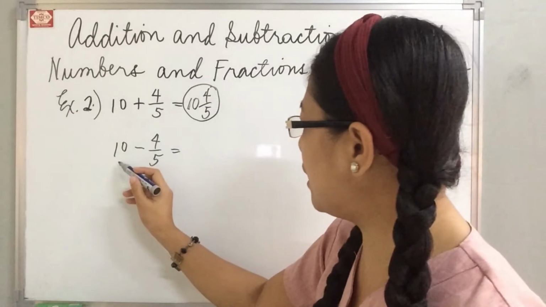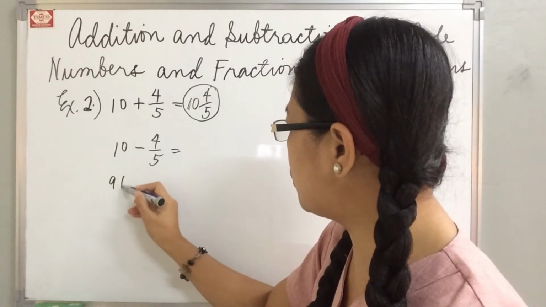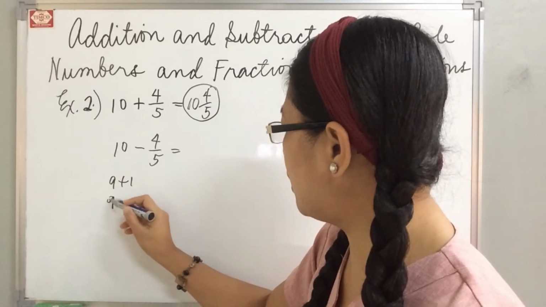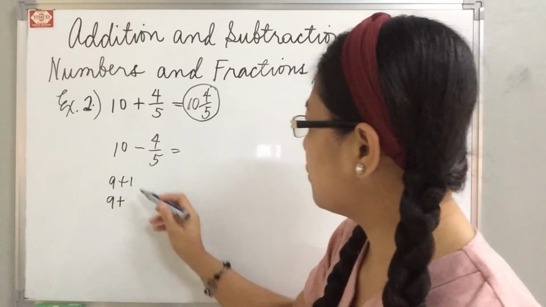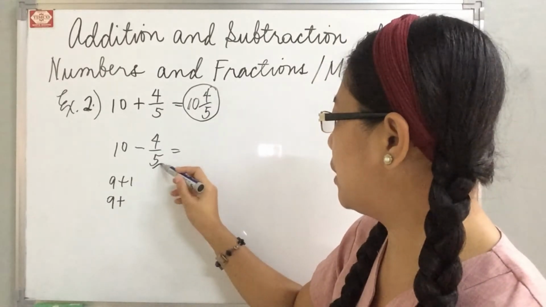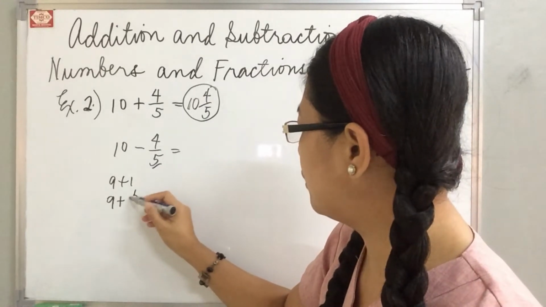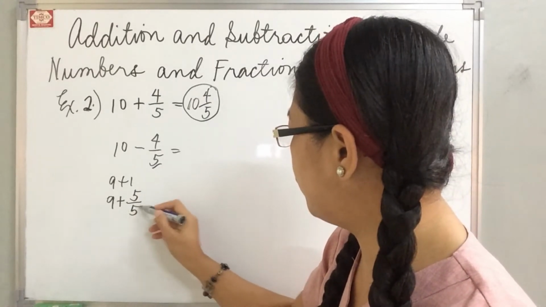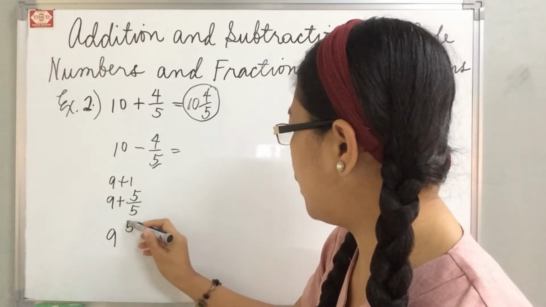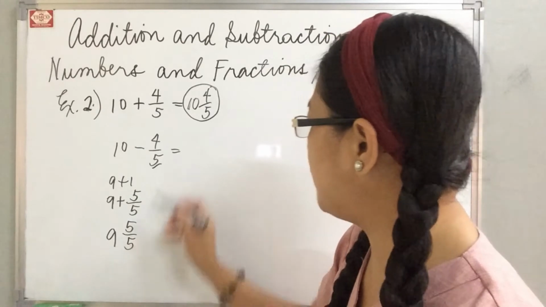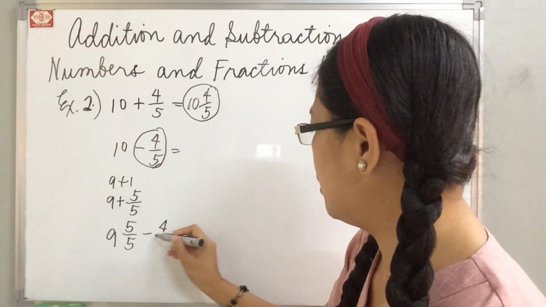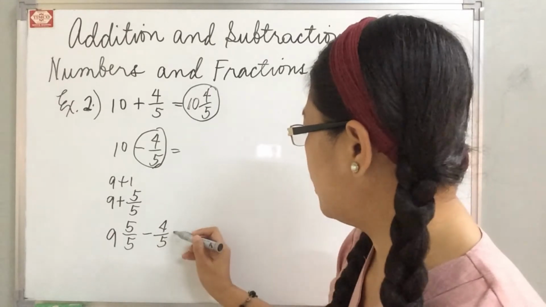So, let us rename 10 as 9 plus 1 and rename 1 as a fraction, based on our denominator here. So we have 5 over 5. So put together, that is 9 and 5 over 5. And then bring down minus 4 fifths, equals.